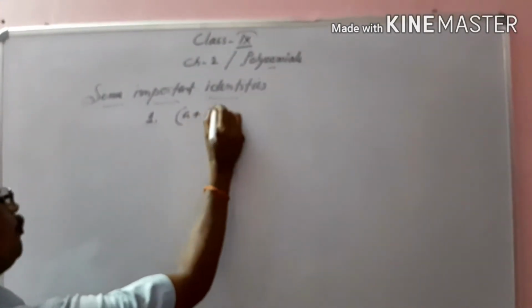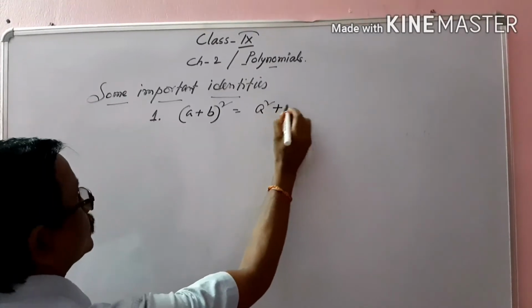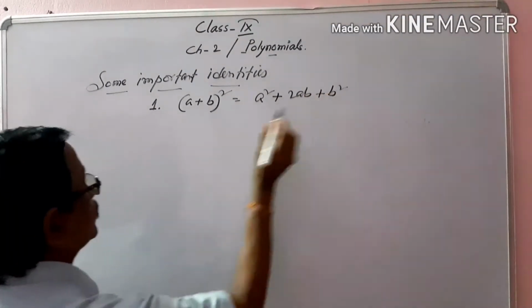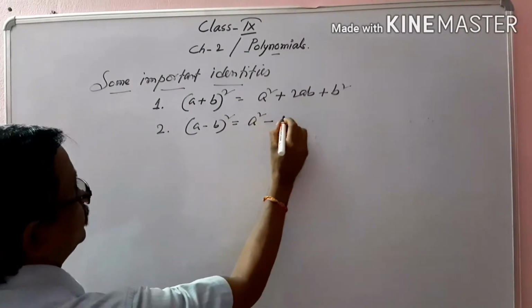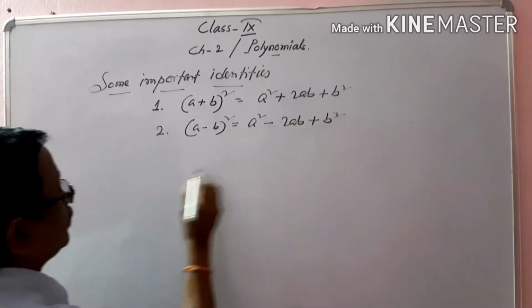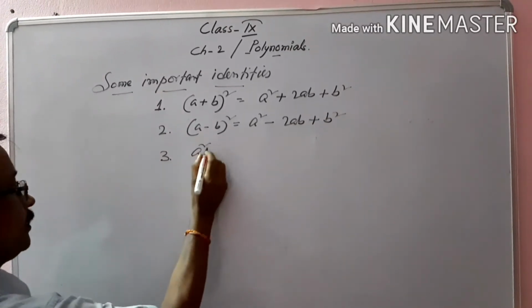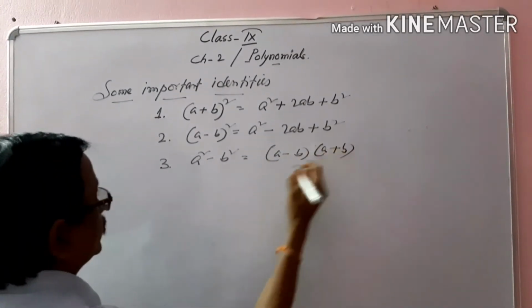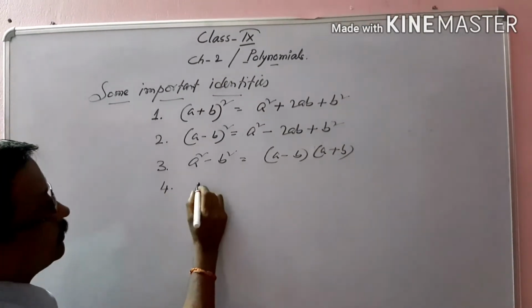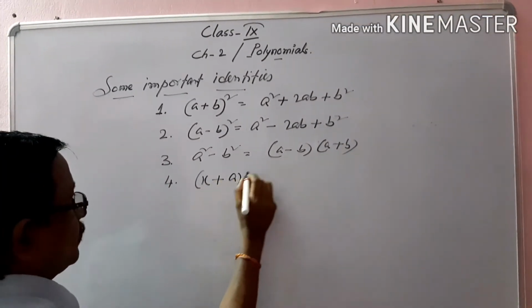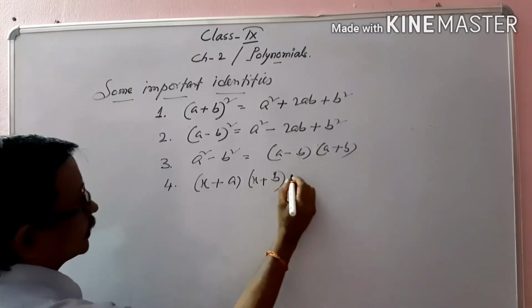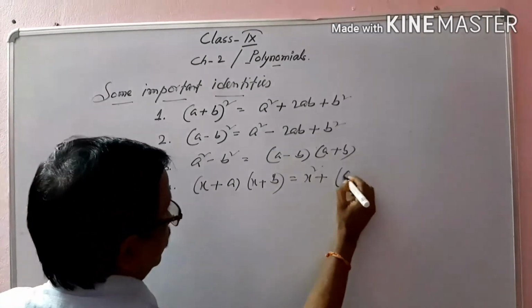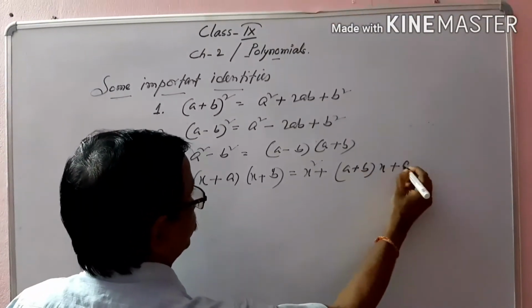First one, (a plus b) whole square is a square plus twice ab plus b square. And second, (a minus b) whole square equals a square minus 2ab plus b square. Then next one is a square minus b square, we can write (a minus b) into (a plus b). And number 4, that is (x plus a)(x plus b), this one can be written as x square plus (a plus b) into x plus ab.